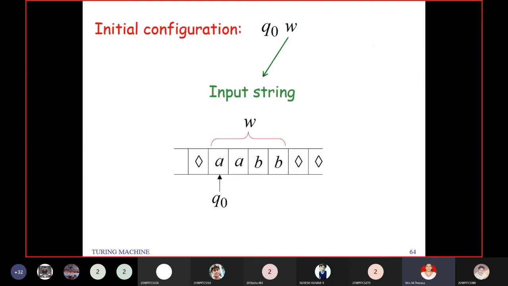Okay, so always the initial configuration should be like this. You have to start with Q naught and followed by the W, the input string. Okay, for example, here Q naught is the initial state and the input string is AABB.